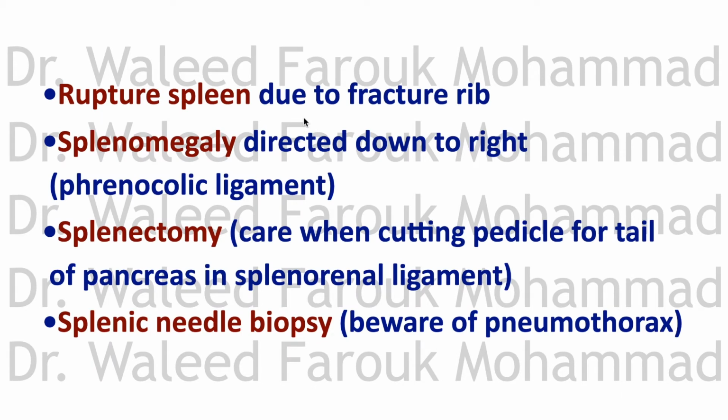You may encounter cases of ruptured spleen, which is responsible for a serious internal hemorrhage, especially if there is a fractured rib, especially ribs 11, 10, or 9, which are directly related to the spleen. Splenomegaly has many causes in which the spleen gets enlarged.